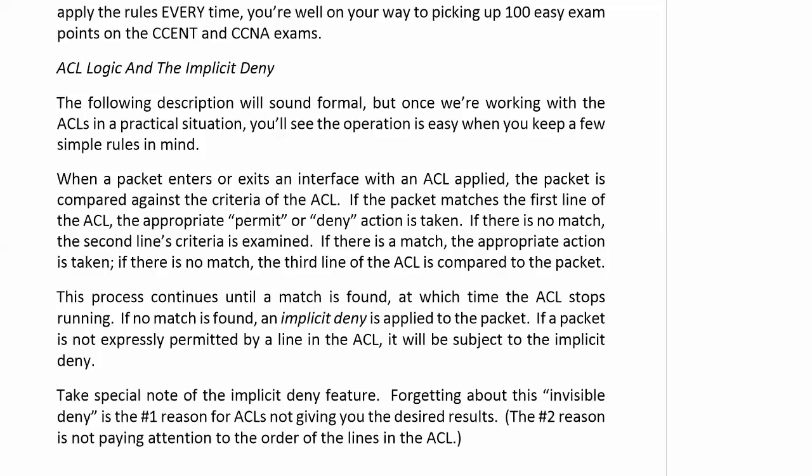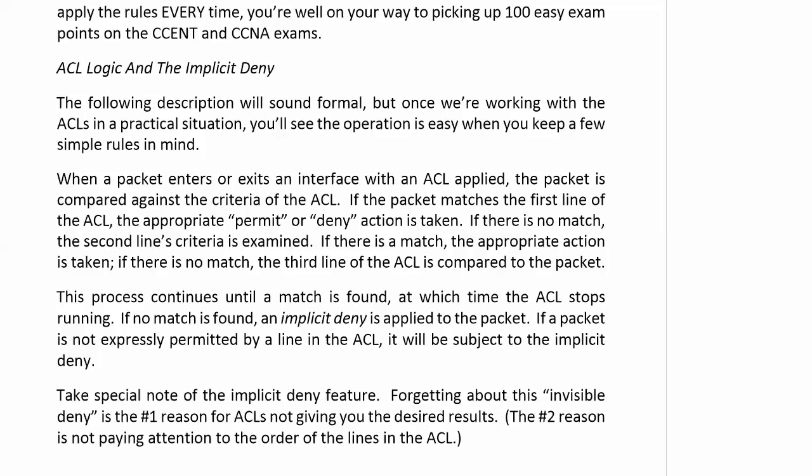Now, the following description is going to sound formal. We've got a couple of things here in the beginning of this section. It's one of those things that when you say it out loud or you read it, it sounds really complicated, and then when you do it, you find out that it's really not. So let's go over the theory first. When a packet enters or exits an interface with an ACL applied, the packet is compared against the criteria of the ACL. And again, for the most part, that's going to involve IP addresses, but it can involve port numbers, it can involve protocol numbers, just about any value you can think of.